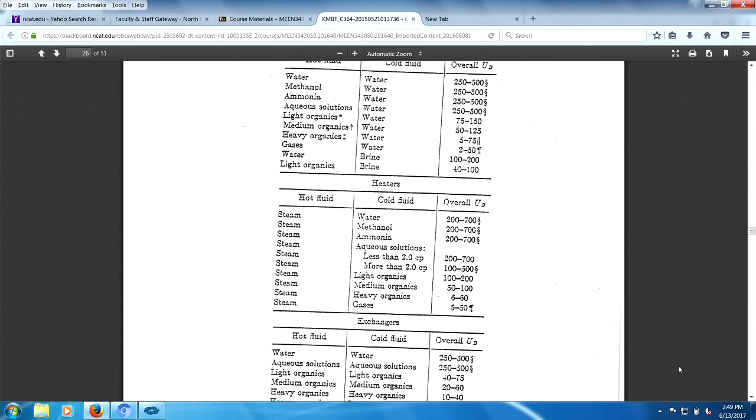Okay, you've got to recognize units are your friends. They're very important to keep track of. And of course, Kern gets a minus 50 because he doesn't have units.